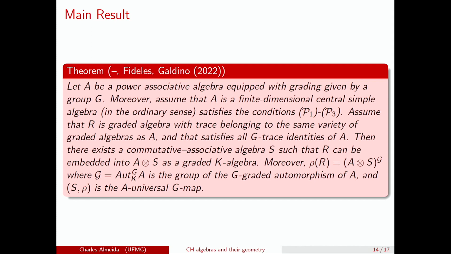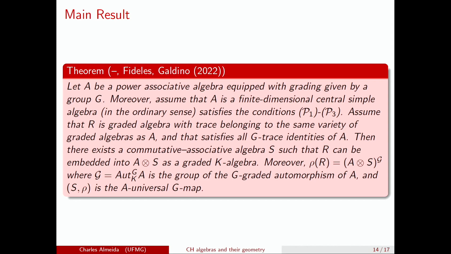So under conditions P1 to P3, we can prove that indeed, if we start with a power associative algebra, that means an algebra that is non-associative, but each subalgebra is associative, equip it with an action by a group G, and consider, again, a finite dimensional central simple algebra S, and consider another algebra R with trace belonging to the same variety, then we can prove that indeed we can embed this algebra R inside A times S. And again, we can prove that the image inside A times S is the elements generated by the invariants of the action of my G.